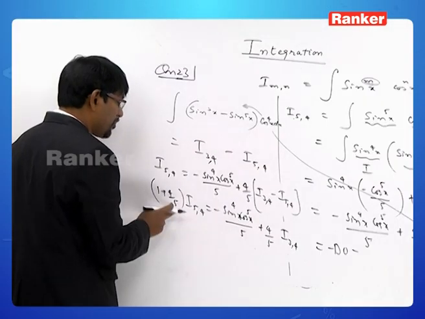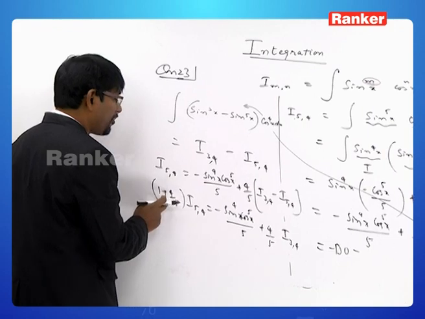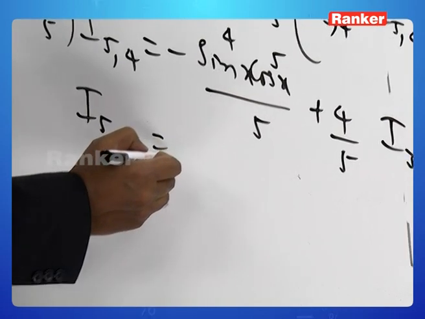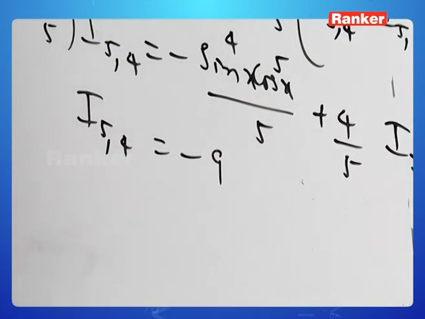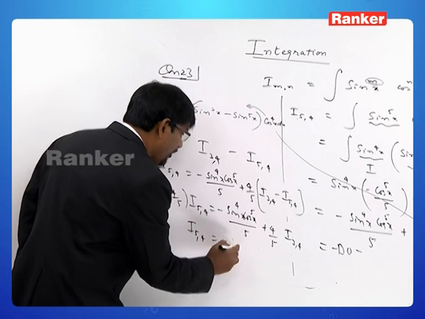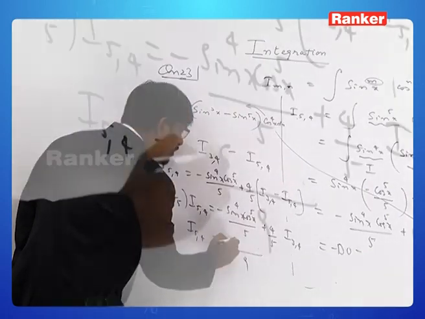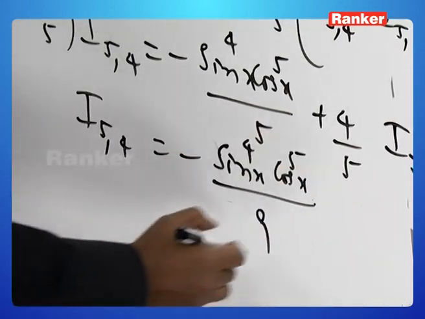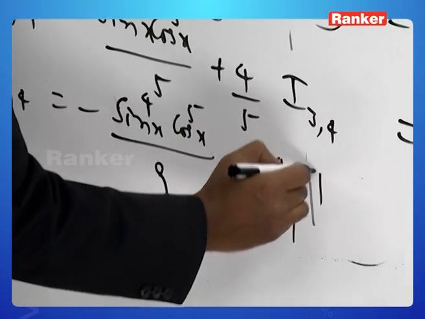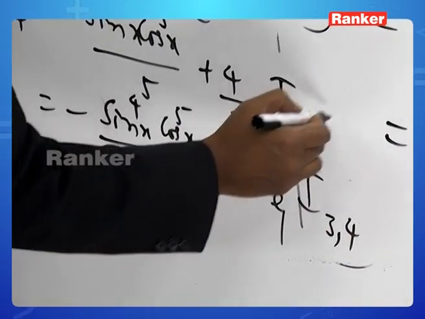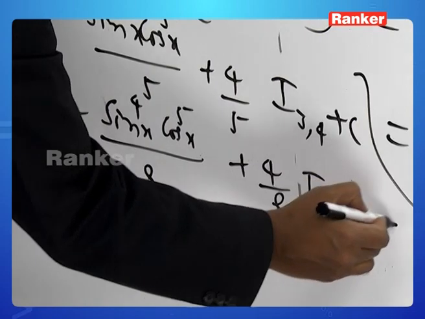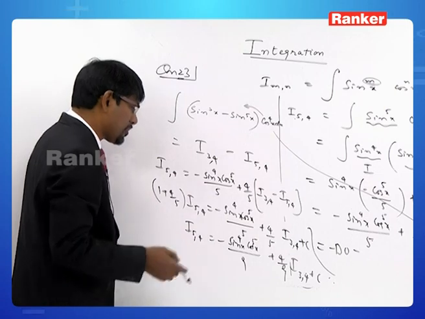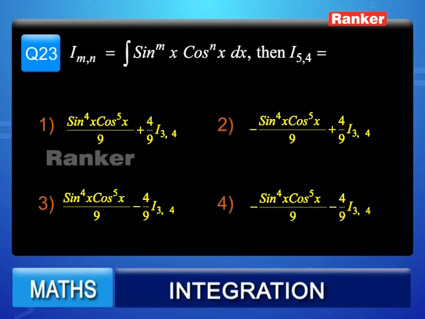Now just cross multiply with this. This 9 by 5, I take it the other side. So we get I54 is equal to minus of 9 into 5 will cancel, becomes 5 by 9. So that 5 will cancel there. I get a 9 in the denominator, minus of sin x power 4 into cos x raised to the power 5 plus 4 by 9 into I34. Of course, we need to add a constant, integration constant. So we have here this thing, I54 is this. So that's clearly seen in the option 2.